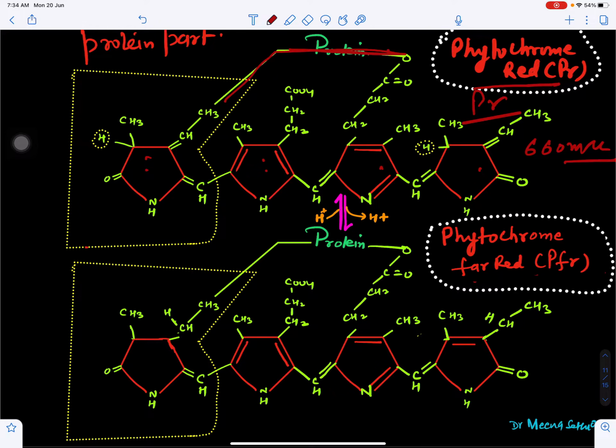So what is the difference between PR and PFR form? We can see here hydrogen is coming out. So this hydrogen will be removed, right? Here there is no hydrogen. So this will change into the PFR form. These are 4 pyrrole rings, 1, 2, 3 and 4, and they are complexed with the protein part. So this is the structure of the phytochrome pigment, which has open tetrapyrrolic rings, meaning this is not in a cyclic form, and this is complexed with the protein. That's why it is called biliprotein or bluish biliprotein.